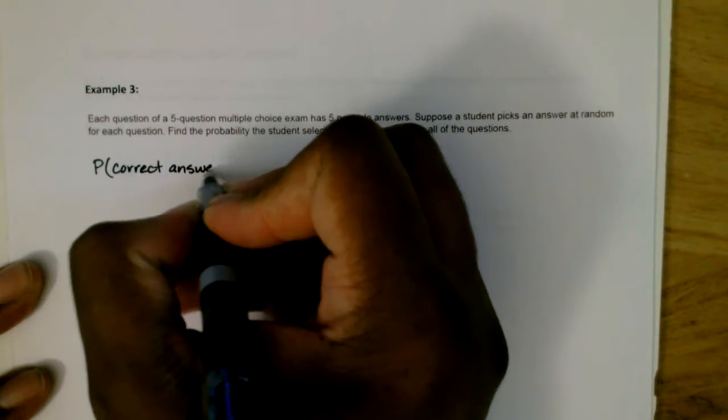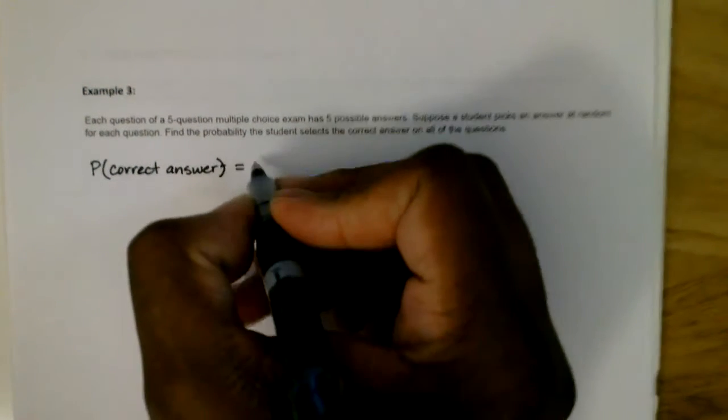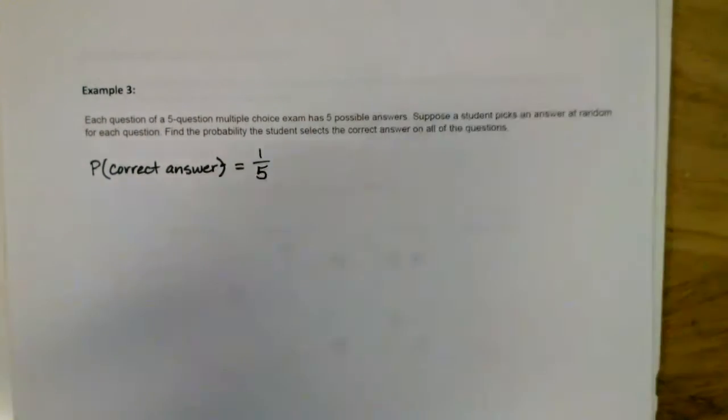So here we're going to find the probability of a correct answer on just a single question. Now, it's a 5-question multiple choice exam, and each question has 5 possible answers. So that means there is a 1 out of 5 chance that the answer that student selected is correct. So that probability will be 1/5.